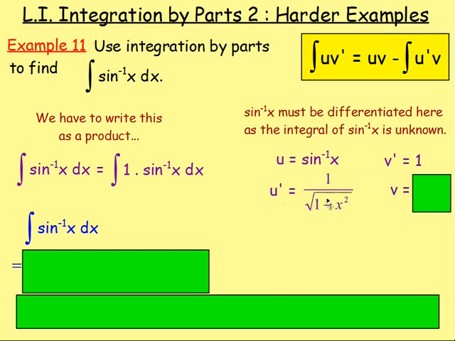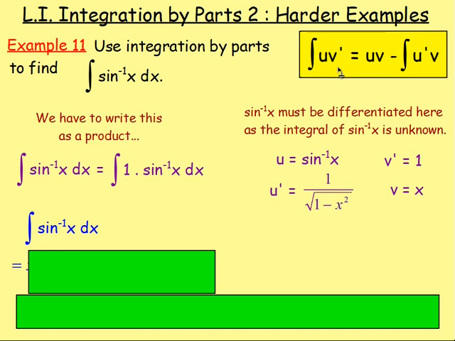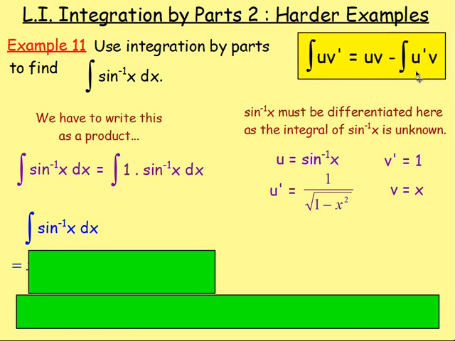From here you can differentiate sine to the minus 1 of x. Remember from your lesson on differentiating inverse trig functions, you will get 1 over the square root of 1 minus x squared. And if you integrate 1 with respect to x, you just get x. That means the integral of sine to the minus 1 of x will be, using the integration by parts formula, uv minus the integral of u dash v. Remember, the only place you have a dash is in u dash just after the integral. So we'll have u times v, which is sine to the minus 1 of x times x.